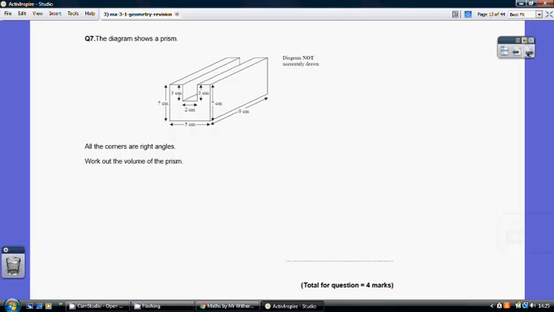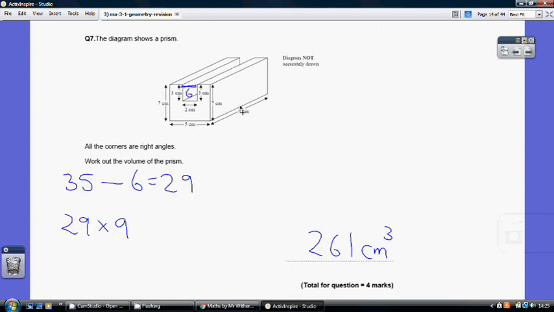Question 7. Now, a couple of different approaches here to work out the area of the cross section. You could break it down into 3 rectangles, and that would be absolutely fine, and just add them together. But what I've chosen to do is to work out the area of the whole rectangle, which is 7 times 5, which is 35, and take away from that this bit that's been cut out, this 2 times 3 bit, which is 6.